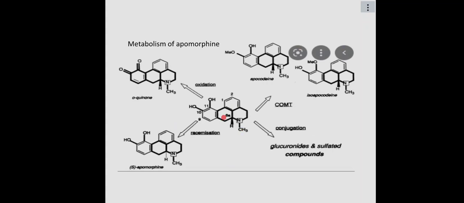So when we look at it, we're looking at some of the very common oxidative metabolic pathways. Of course, this is our drug here, and one of the routes is undergoing methylation. You can see this is a catechol. This is our catechol, and the catechol there.